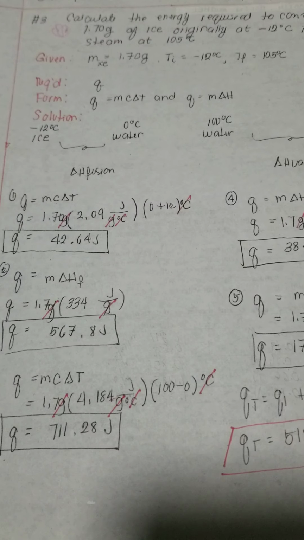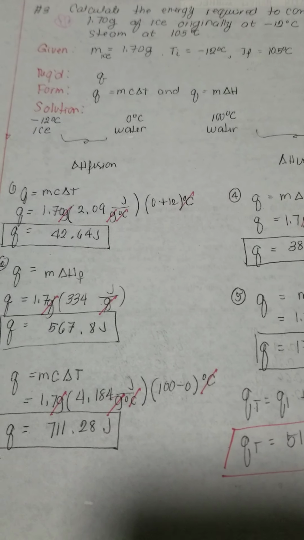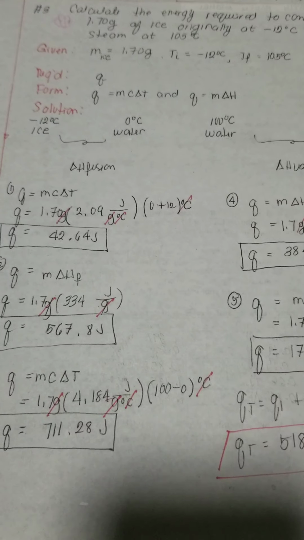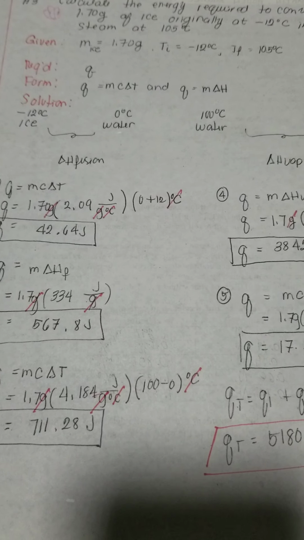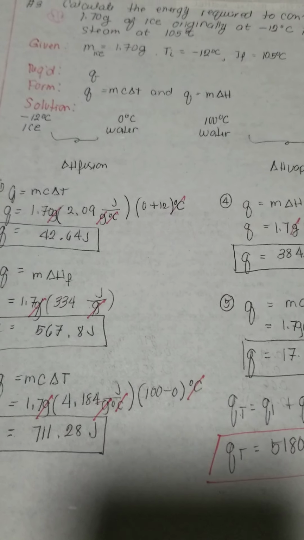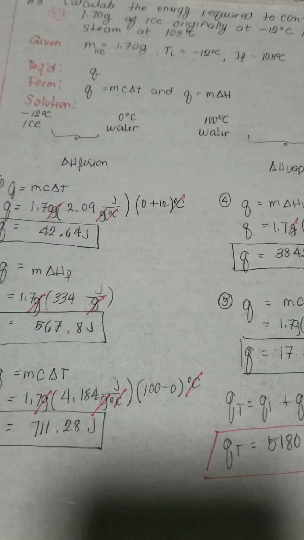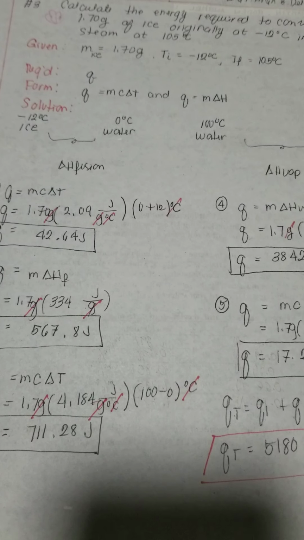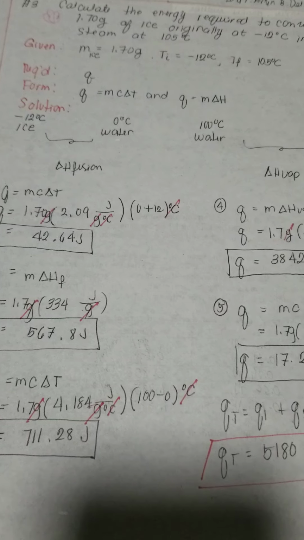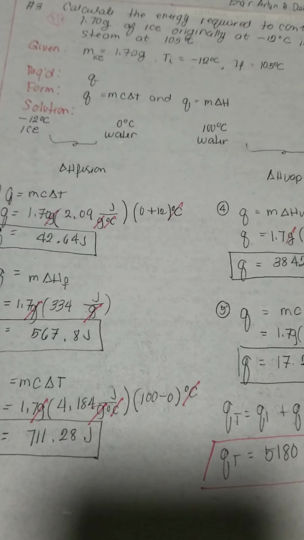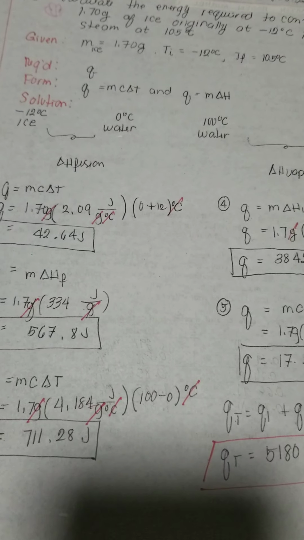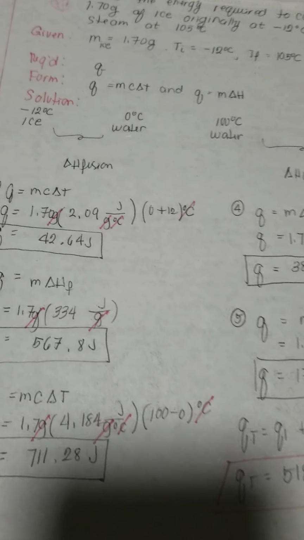Hello, I'm back with example number 3 of your activity A. In this example number 3, you are being asked to calculate the energy required to convert 1.70 grams of ice, originally at negative 12 degrees Celsius, into steam at 105 degrees Celsius. You were given the following.